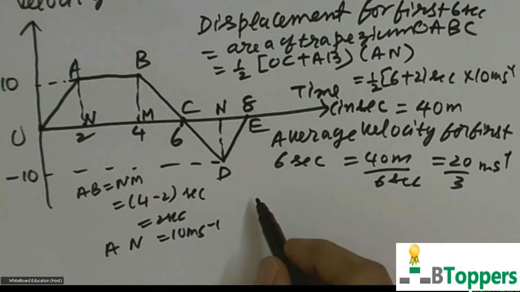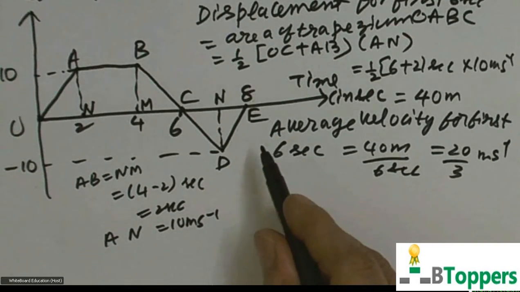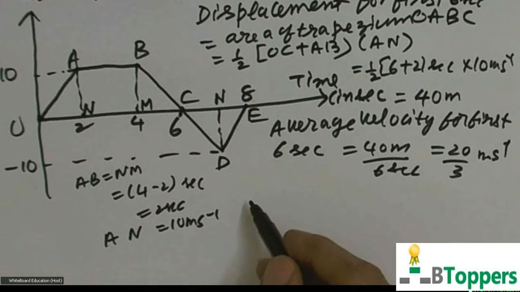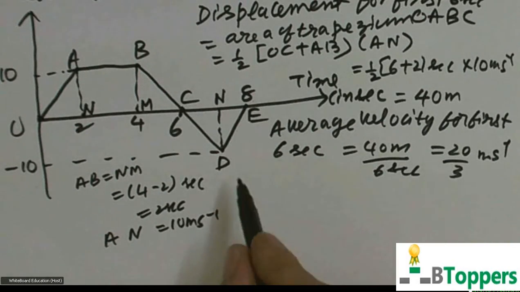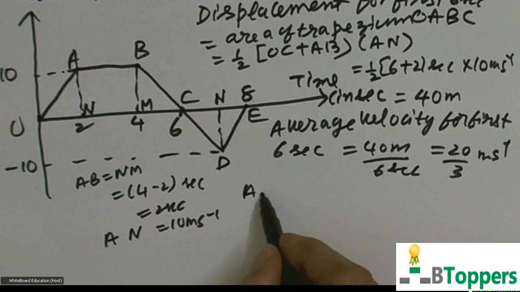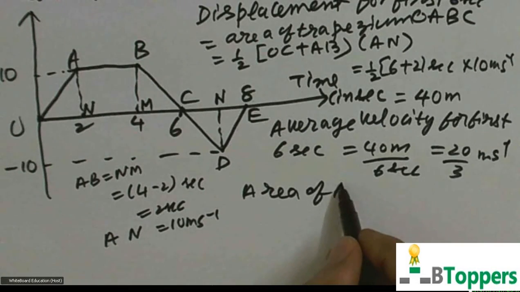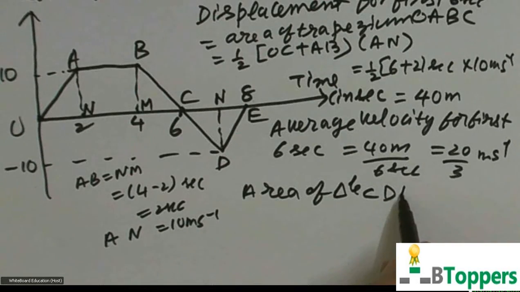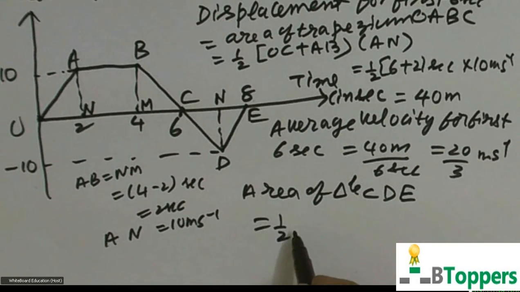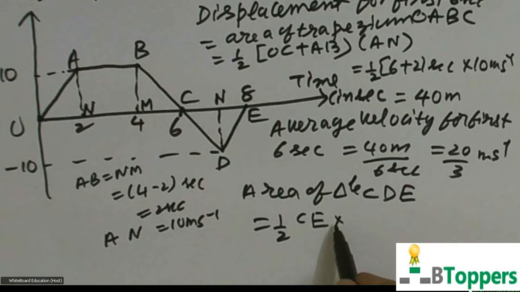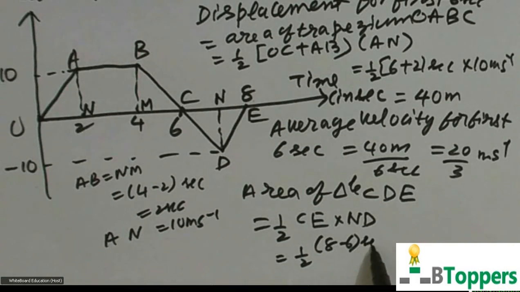If you calculate the area of the triangle CDE, that gives you the displacement covered during the next 2 seconds. That is the time interval t equals 6 seconds and t equals 8 seconds. So area of the triangle CDE is equal to half into base into height. Base equal to CE, height equal to ND. Here base CE is equal to 8 minus 6 seconds. The height of the triangle is minus 10 meters per second.